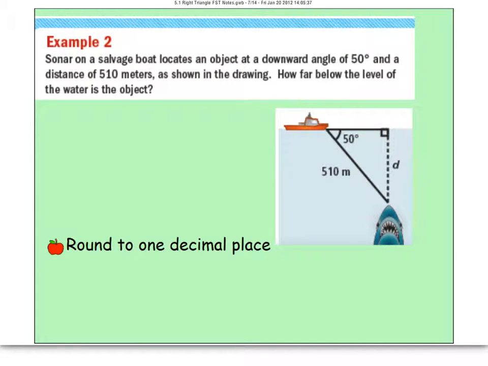Let's look at this problem. Sonar on a salvage boat locates an object at a downward angle of 50 degrees.